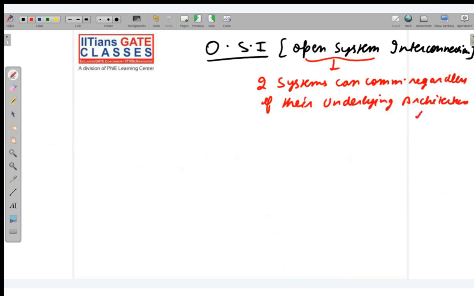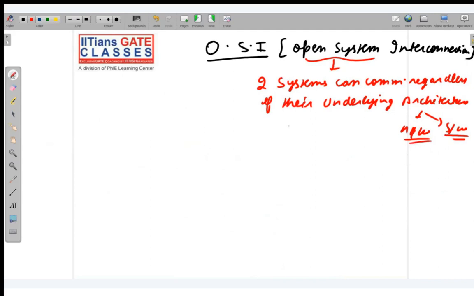So architecture in terms of hardware as well as software. They have different software, they can communicate. Like one is using Windows, one is using Linux, they can communicate. Hardware means one system is Pentium 4, another system is say Pentium 3, and so on. They can communicate. So regardless of their hardware, regardless of the software, they can communicate.